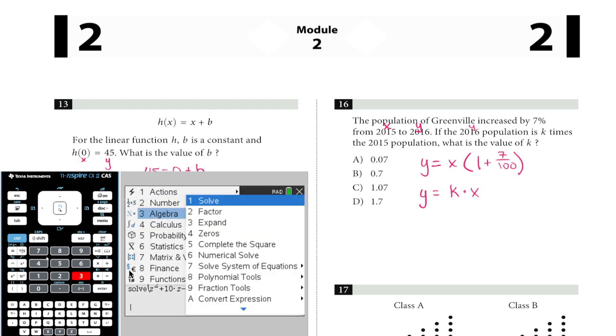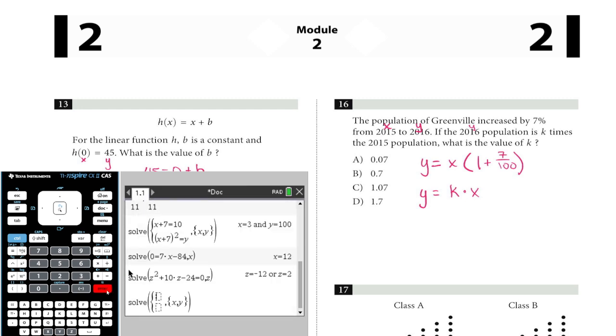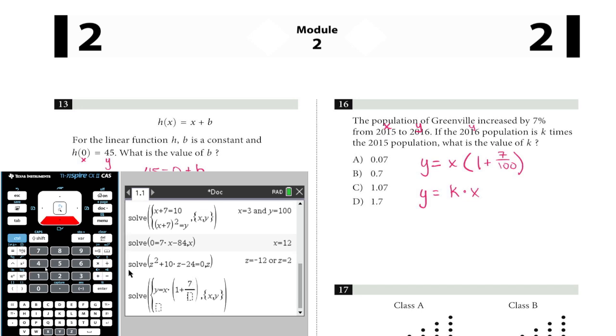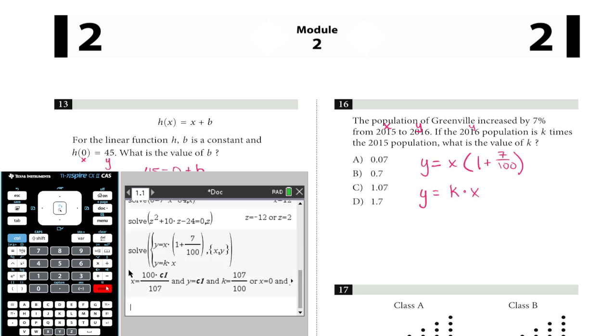So I'm going to just do menu 3, 7, enter, and type this in. Here I put a letter in front of a parentheses, so I'm going to have to put the times sign. So X times parentheses 1 plus 7 over 100. And then the second equation, we'll do Y equals K times X, because I have a letter next to a letter. It gives us some weird stuff, but if I go up, it actually will just straight up tell us the value of K.